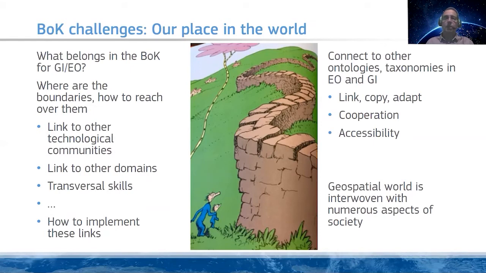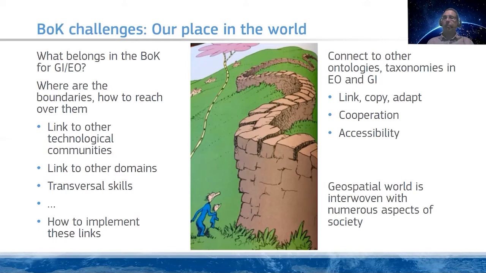It's not only about technology, but it's also about transversal skills, for example. All these things are important. If you create a job profile using our body of knowledge, you know that a job profile is not only about geospatial technology. It will also be about management skills. It will be about informatics. It will be about certain domains like forestry or agriculture. So we need to have this link also. So that's content-wise a challenge, but also technically, how can we implement these links in a platform?